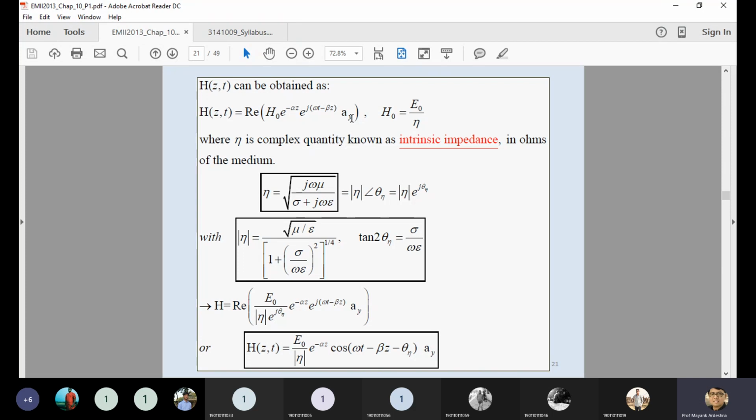So if I know the electric field, I can easily find out the magnetic field component, which is Hy. Based on this, they introduce one more parameter, which is the intrinsic impedance. Intrinsic impedance is nothing but the ratio of E0 upon H0, the magnitude of the electric field to the magnitude of your magnetic field.